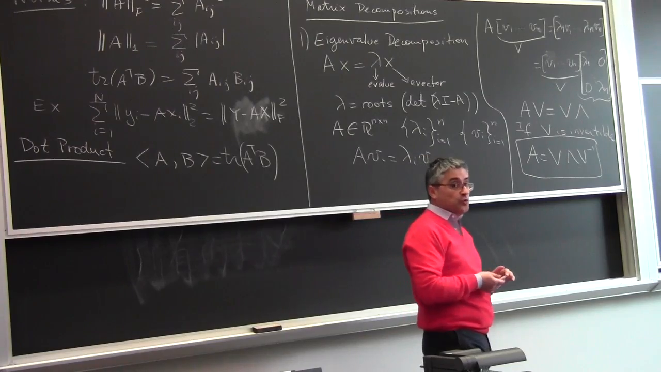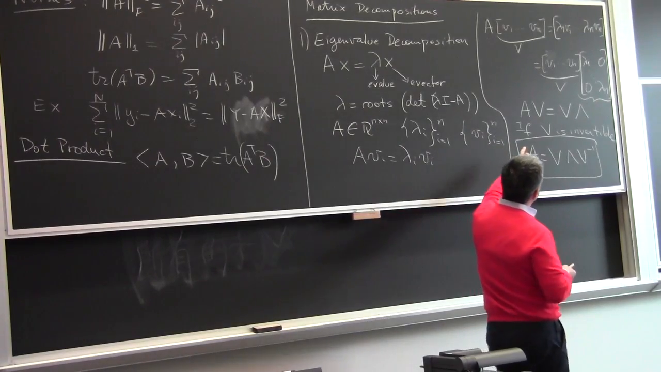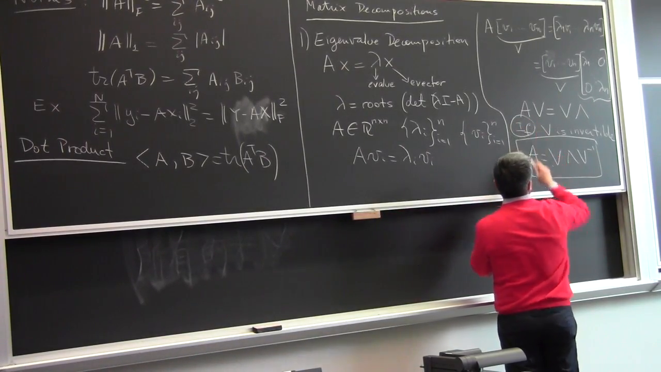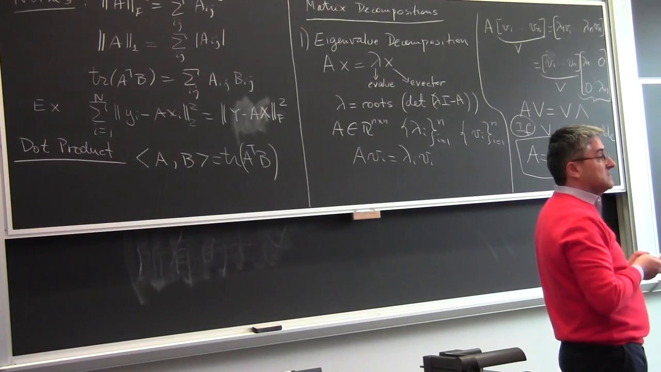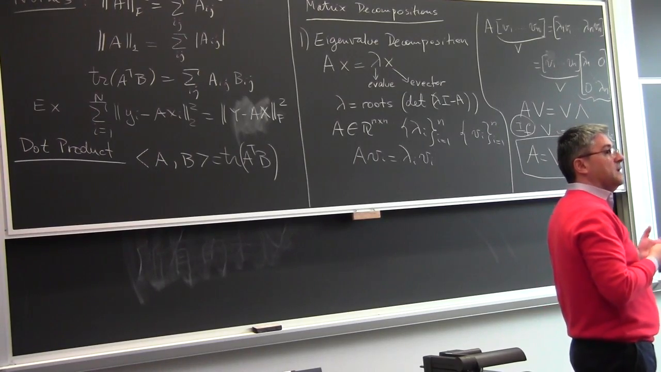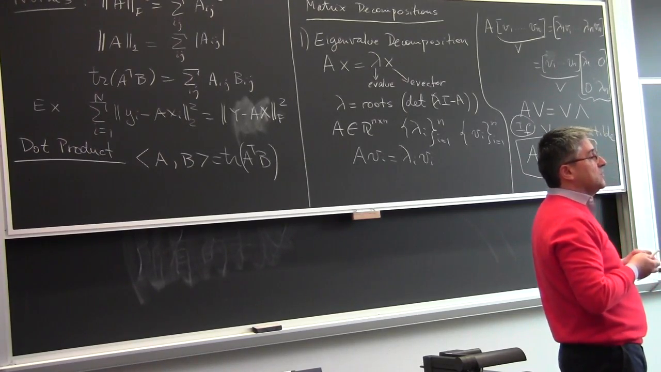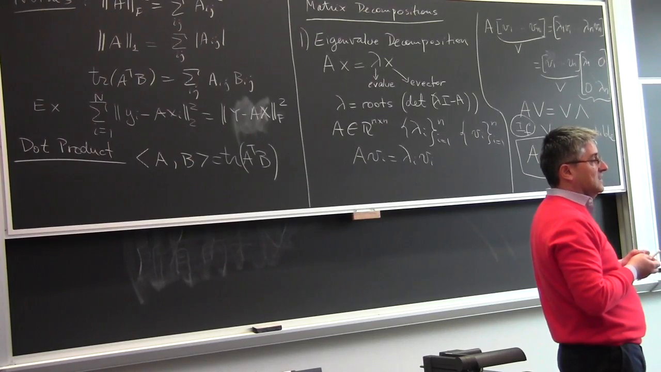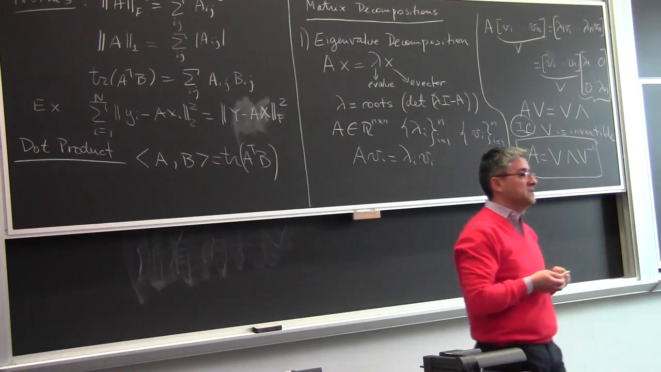Now, is this true for any matrix? Well, the answer is no, because I have this "if" in here. If V is invertible, what does that mean? That means that any matrix has n different eigenvectors, and those eigenvectors could be linearly independent or not. There are some matrices for which these eigenvectors are not linearly independent, and in those cases that matrix would not admit an eigenvalue decomposition such as the one I've just described.